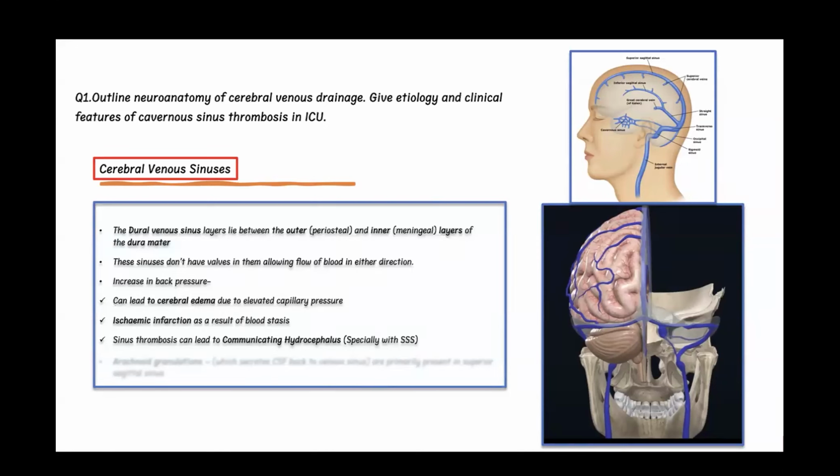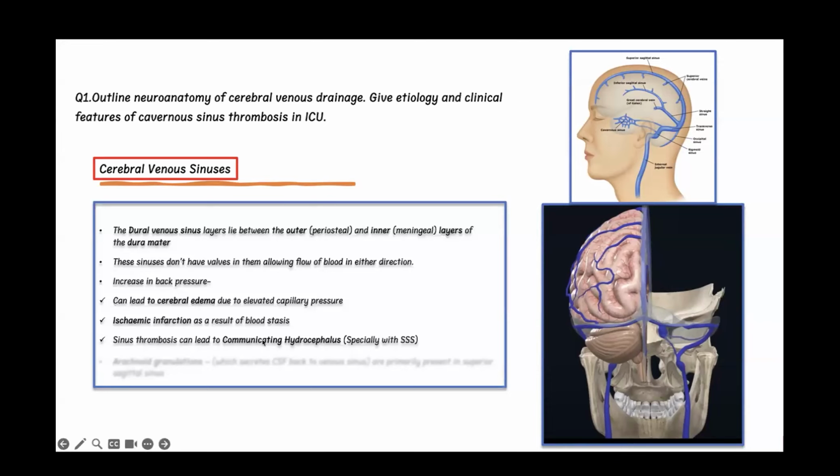Usually this happens with raised ICP in a traumatic brain injury where you have diffuse axonal injury, or you have a severe traumatic brain injury where, because of the edema, there is raised ICP and the venous drainage is compromised.